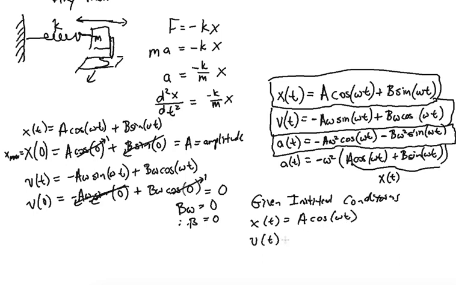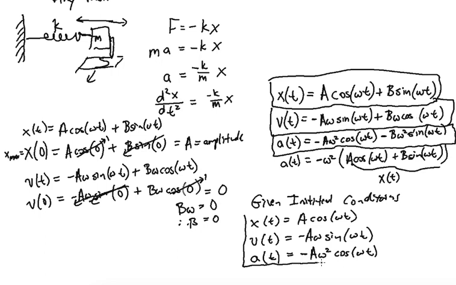V of t is equal to negative A omega sine of omega t. The velocity is in the opposite direction of the position, which should make sense, at least at the start. It depends on what we talked about before. It depends on the phase. And then the acceleration is equal to negative A omega squared cosine of omega t. Okay? And so given those initial conditions, we can reduce it to this.